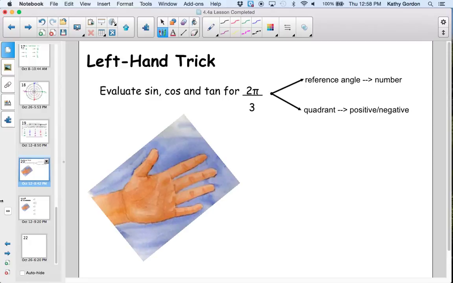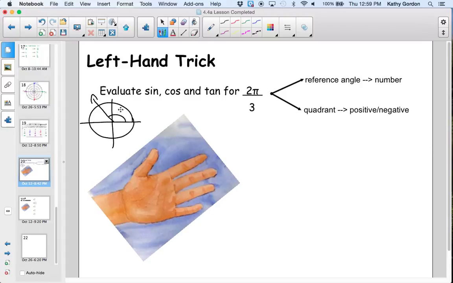Okay? There are 2 parts to this problem. One part is to figure out what my number should be, and the other part is to figure out whether it's going to be positive or negative. The number part is going to depend on my reference angle. The positive negative part is going to depend on which quadrant I'm in. As we said, the reference angle is the acute angle that we create with our terminal side and our x-axis. So if I'm talking about 2 pi over 3, which quadrant am I in? 2. Okay, so it's something over here.